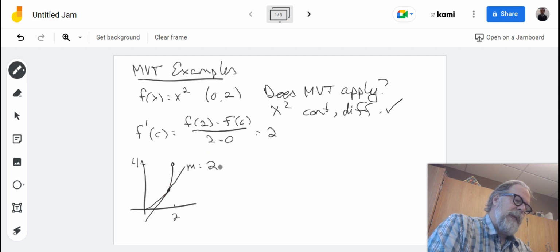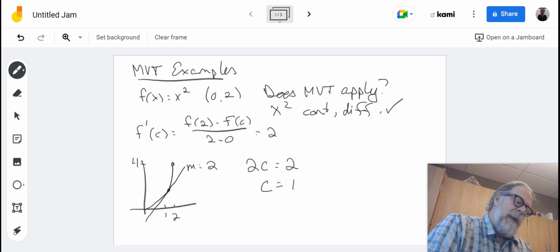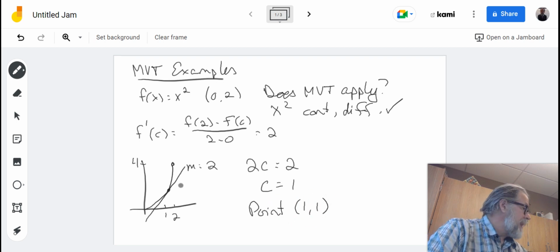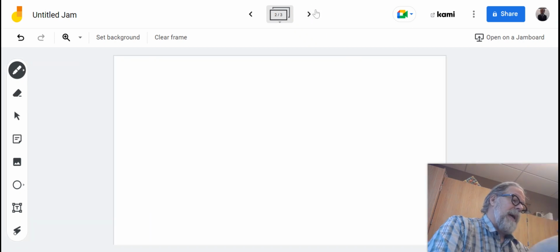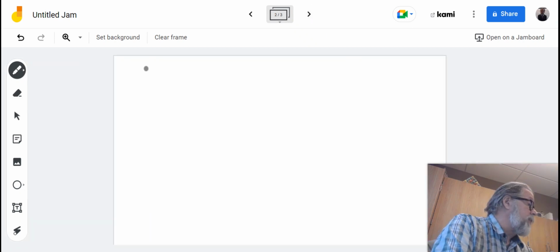And can we find that? Yes, very quickly. f prime of c is 2c. We want that to equal 2. That means it happens at c equals 1. Graph clearly not drawn to scale, which means it is at the point 1, 1. There will be a slope of 2. So that's an example.